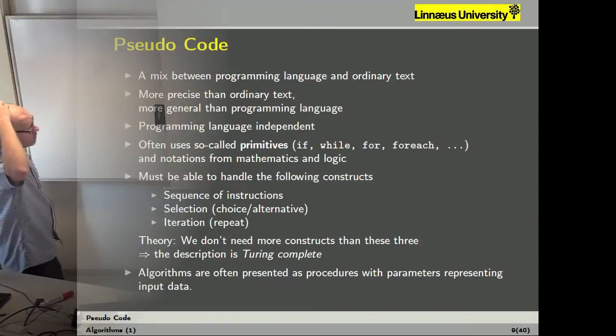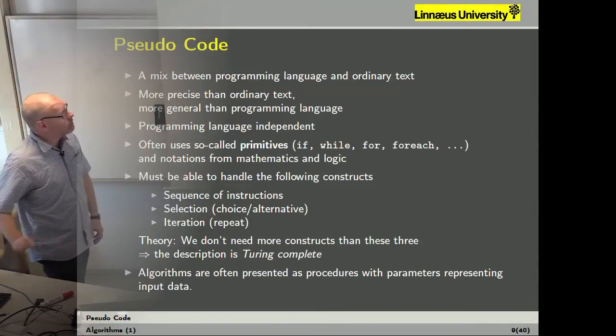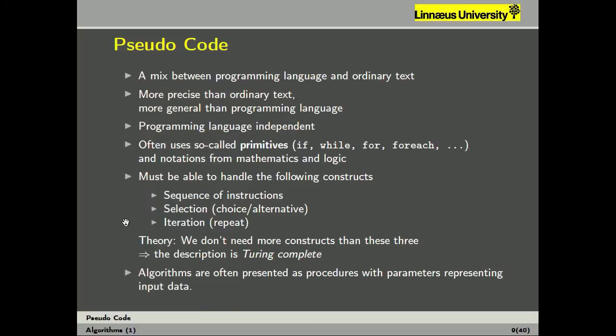So pseudocode, a mix between programming language and ordinary text, is considered to be more precise than ordinary text, more general than programming language. They are supposed to be programming language independent. However, they often use certain keywords that all programs basically contain: if, while, for each, and also notations from mathematics and logic are accepted.